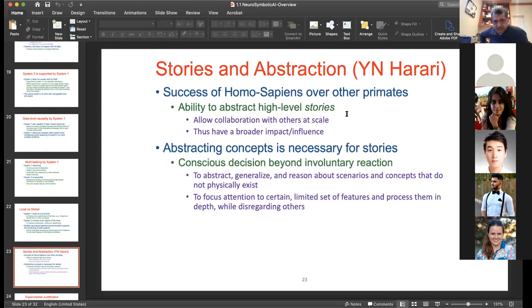To abstract, generalize, and reason about scenarios and concepts that do not physically exist. So we can do that. Scenarios, we can follow a story even though physically it doesn't exist. To focus attention on a certain limited set of features and process them in depth while disregarding others. So these are all the things.